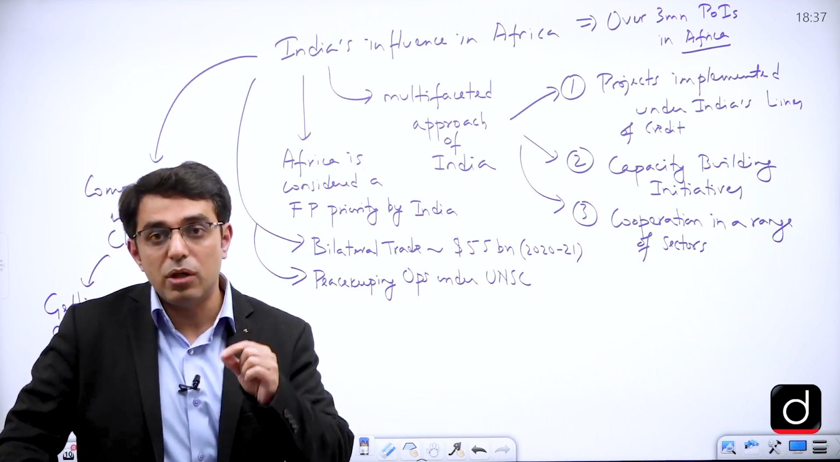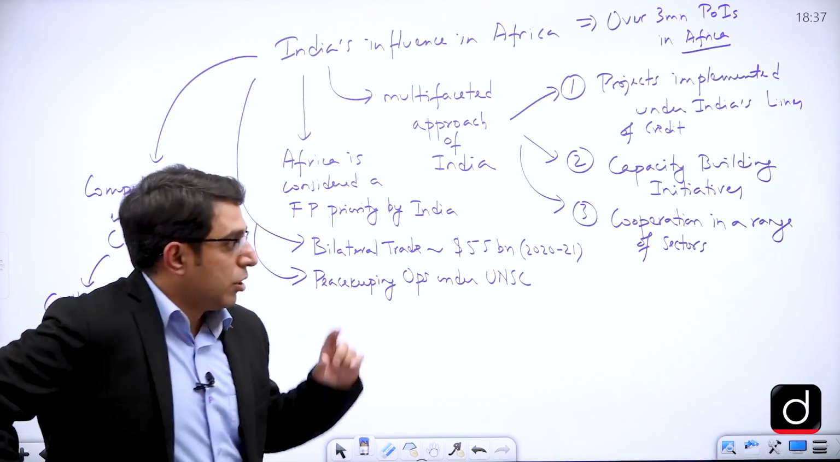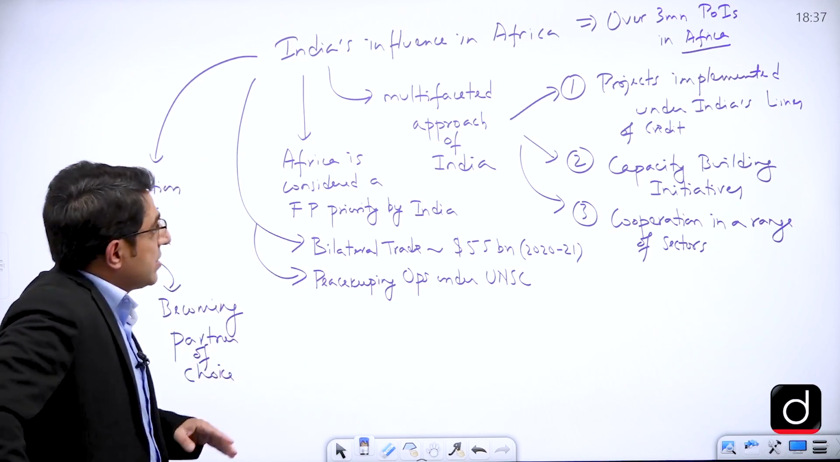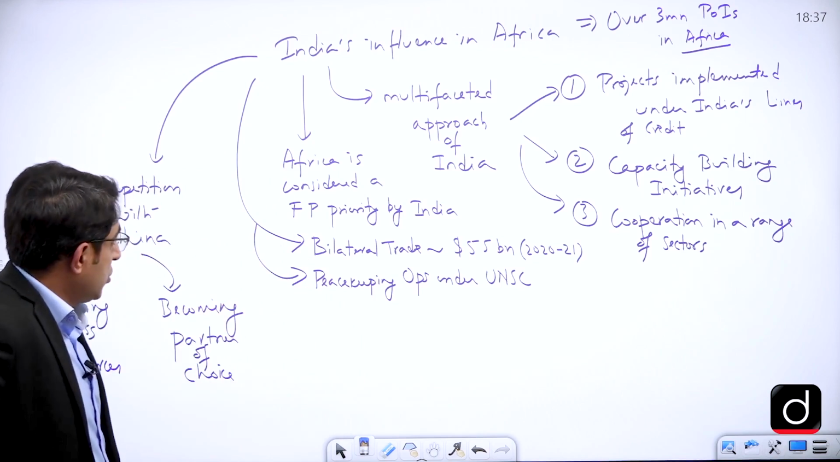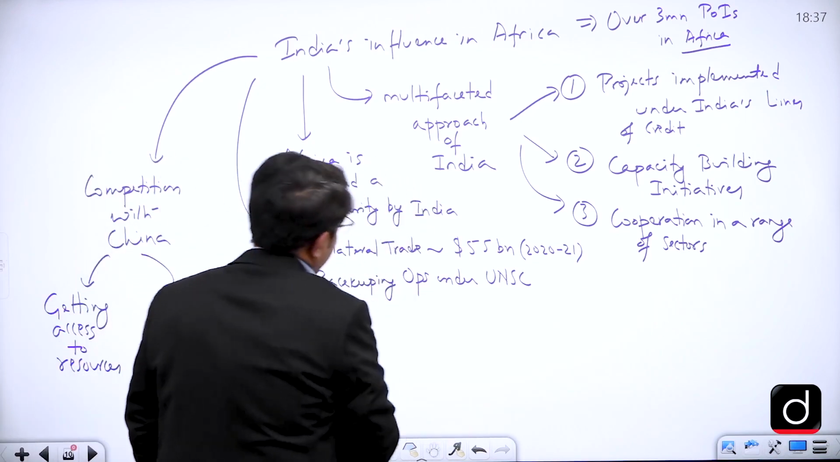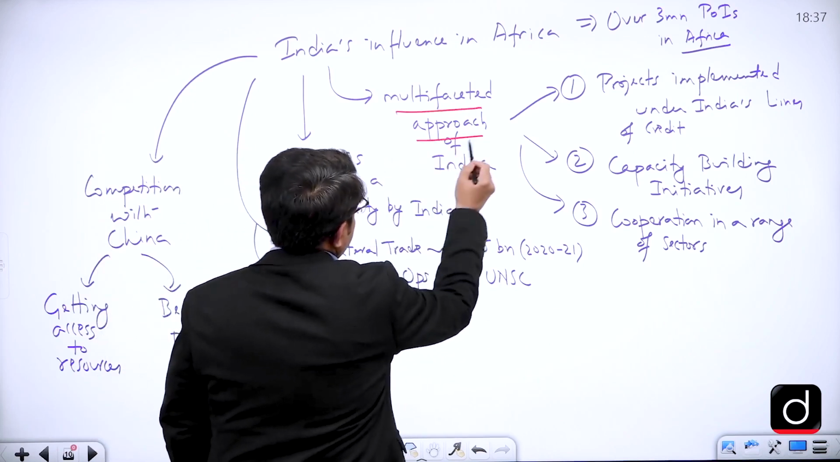So, this can be only one point in our answer. So, how or what should we write here? When we are talking about India's influence in Africa, we should first of all talk about the multifaceted approach that India has taken in recent years.